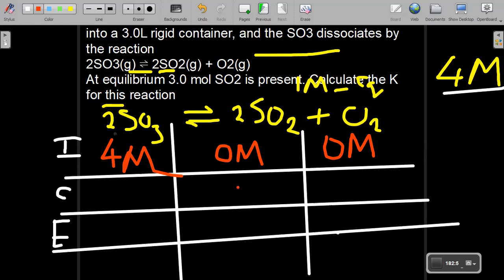So what else have we been given? We've also been given the equilibrium amount for the sulfur dioxide to be 3 moles. To take moles to concentration, you divide the moles by the liters. So if you divide 3 moles by the 3 liters, you're going to have a 1. That is for sulfur dioxide, so indicate it in this column to be 1 molar as our final concentration. So that was the information given in the question. Do we have any concerns before we move on?